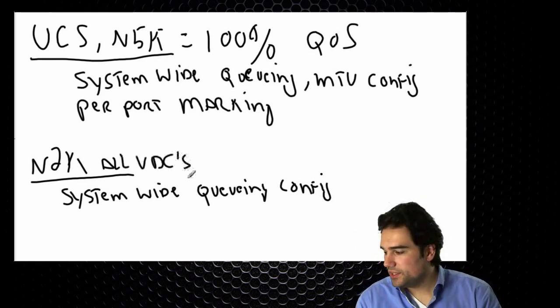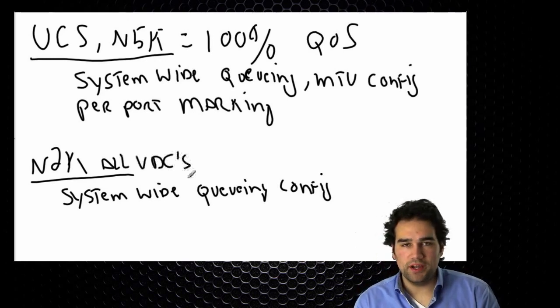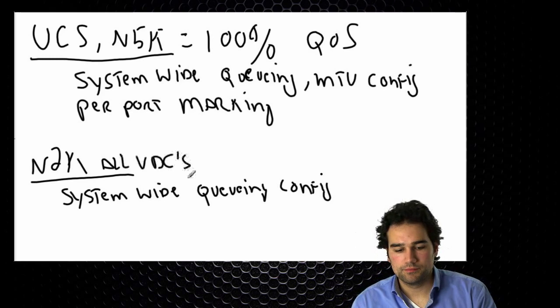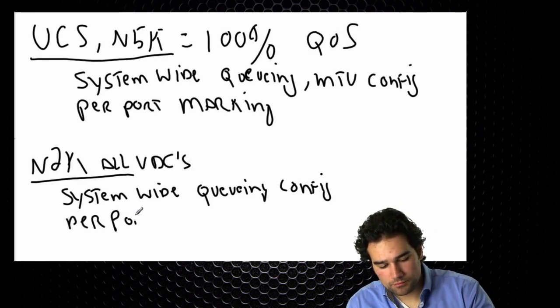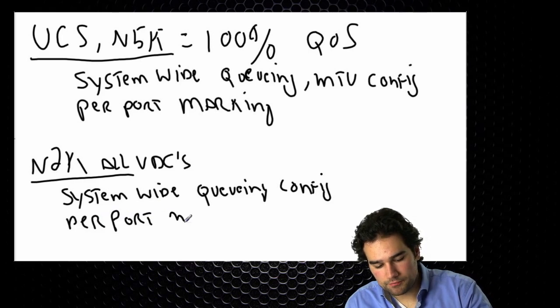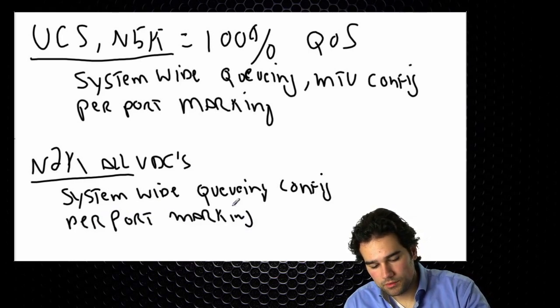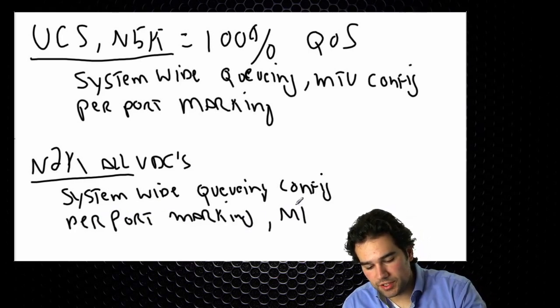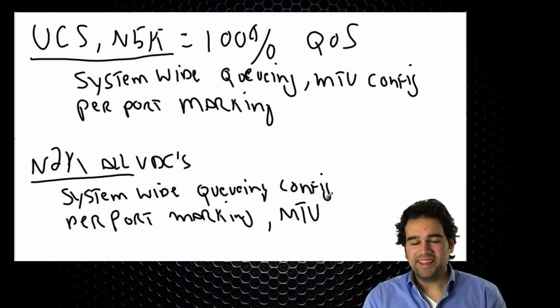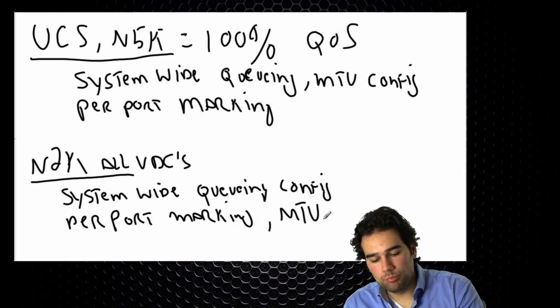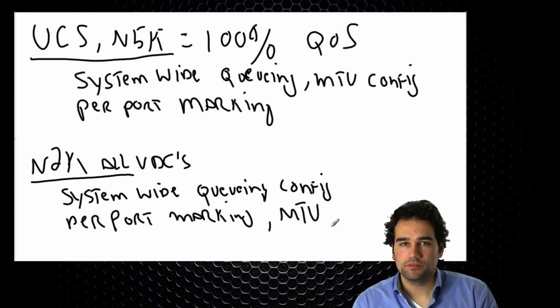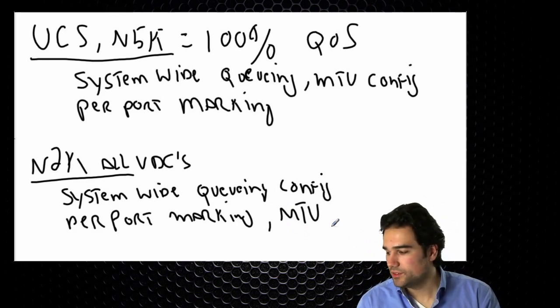So even the N7K only supports a system-wide queuing configuration, where I can do a per port marking, but also an MTU size per port. So I can set the MTU size in the system-wide QoS policy, but the port MTU is a more specific configuration, so that will be the one that is going to be active.